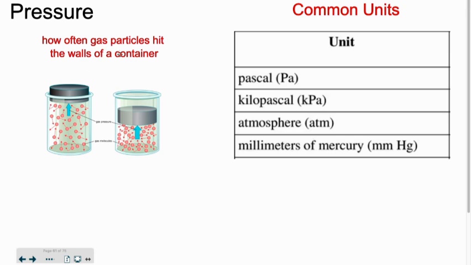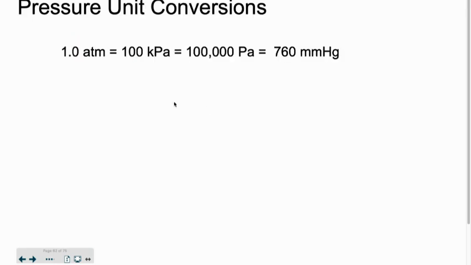Pressure is how often gas particles hit the walls of a container. I can increase the pressure inside this container by either reducing the volume or by adding more gas particles. The common units for gas are Pascal, kilopascal, atmospheres, and millimeters of mercury. You should know how to convert between these units. Here's the relationship. 1 atmosphere equals 100 kilopascals, which equals 100,000 pascals, which equals 760 millimeters of mercury. You might also be asked to convert to another unit called torr, which stands for torricelli, and we can add that to this list as well.